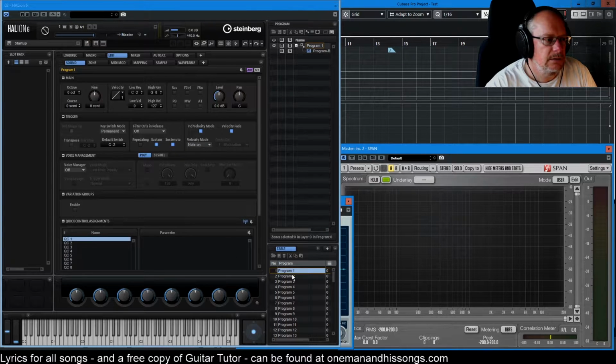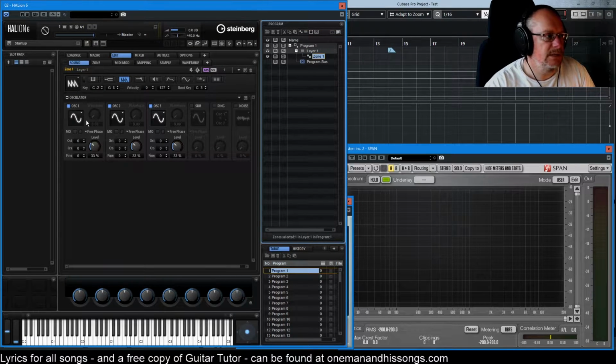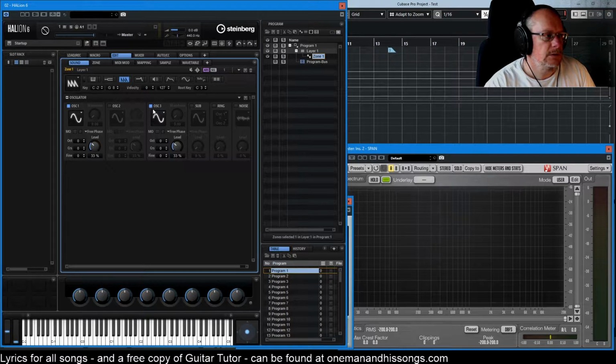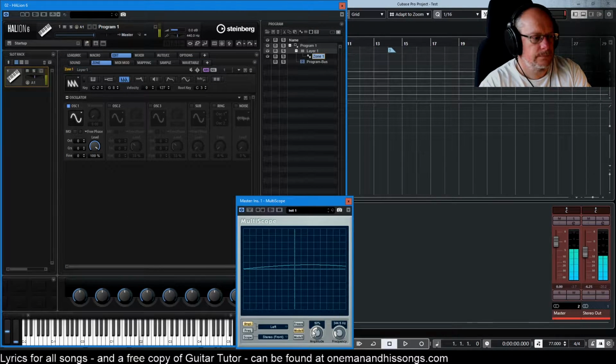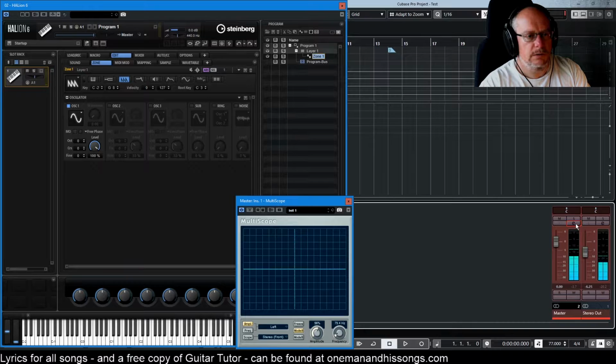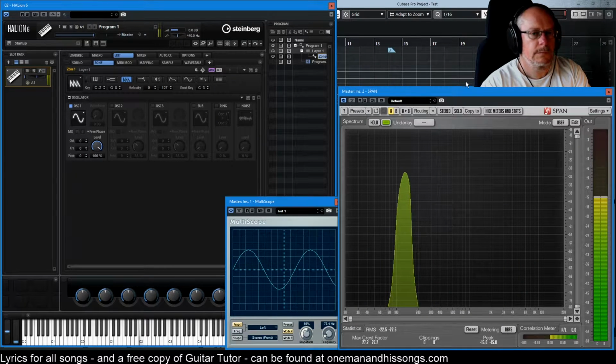Here we have Pauline, and I'm going to create a simple synth zone. Turn the other oscillators off, so we have a simple sine wave. What does that look like? Well, it looks like that. It also looks like this. So we've got two different views of the sine wave here.